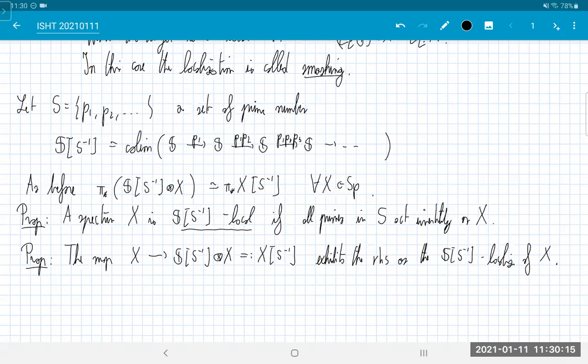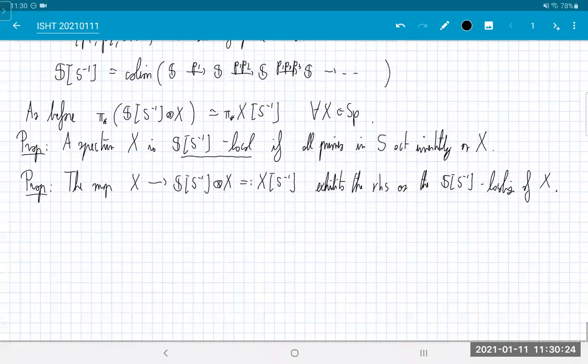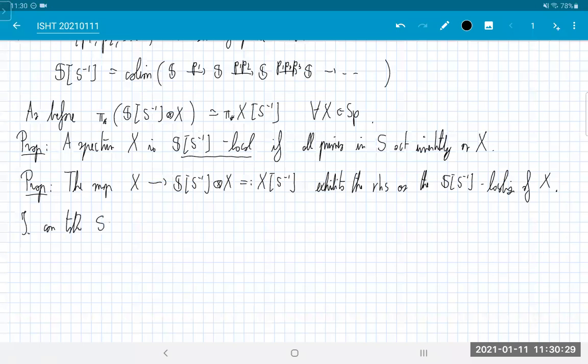And the reason I introduced these more general things, except that they exist, so it's always important to give examples, is that I can take S to be the set of all primes, in which case X S inverse is often written as X_Q, and it's called a rationalization of X.